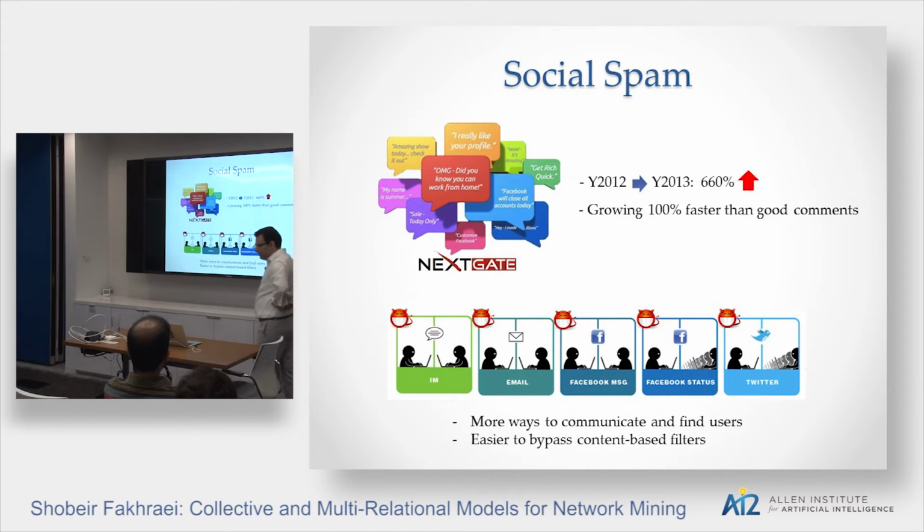And as I said, I'm going to use social spam to motivate this. Everybody knows social spam is a problem. For example, Netscape reported that in 2012 to 2013, social spam grew by more than 660%. And it's growing faster than good comments in the networks. One of the reasons for this is there are more ways for spammers to get to users. They're easier to find, and they can split their spammy content into different channels and bypass content filters.